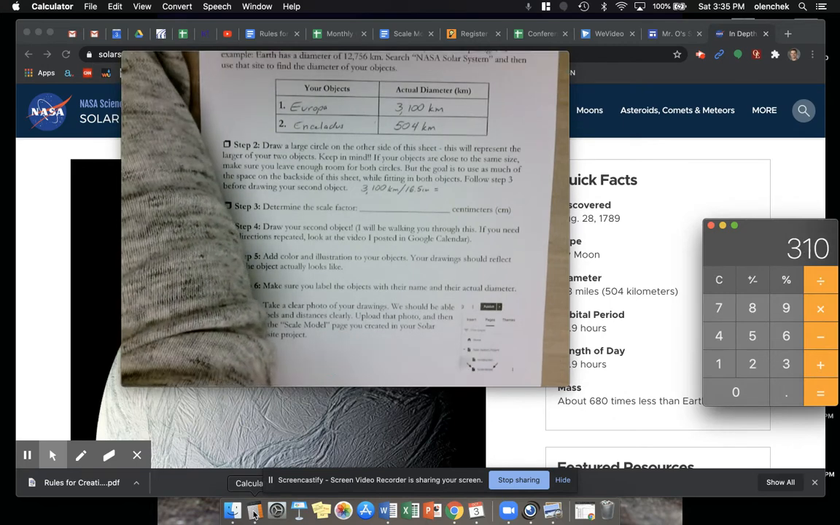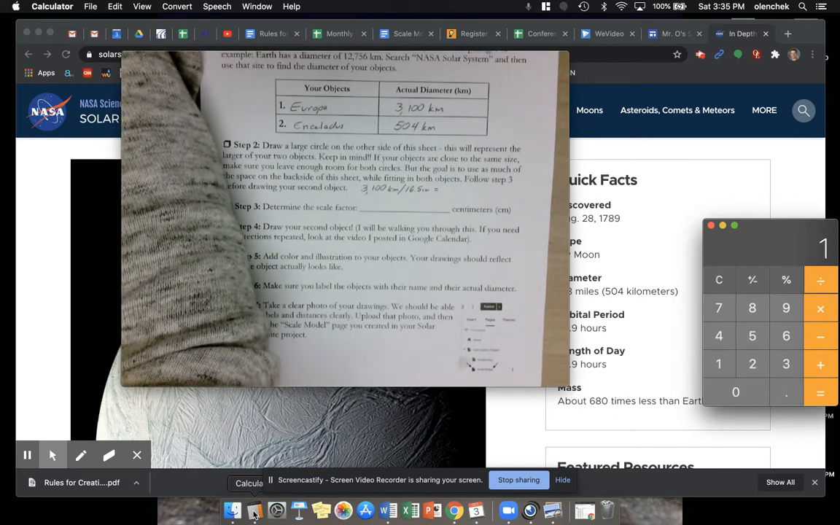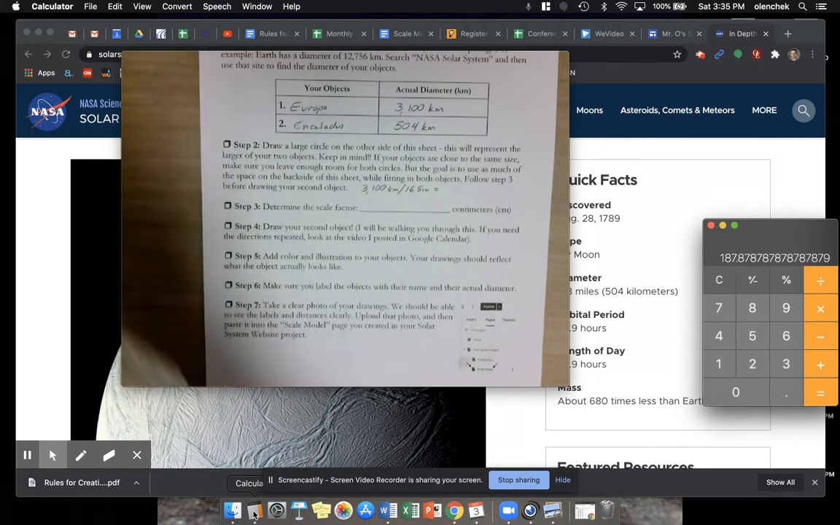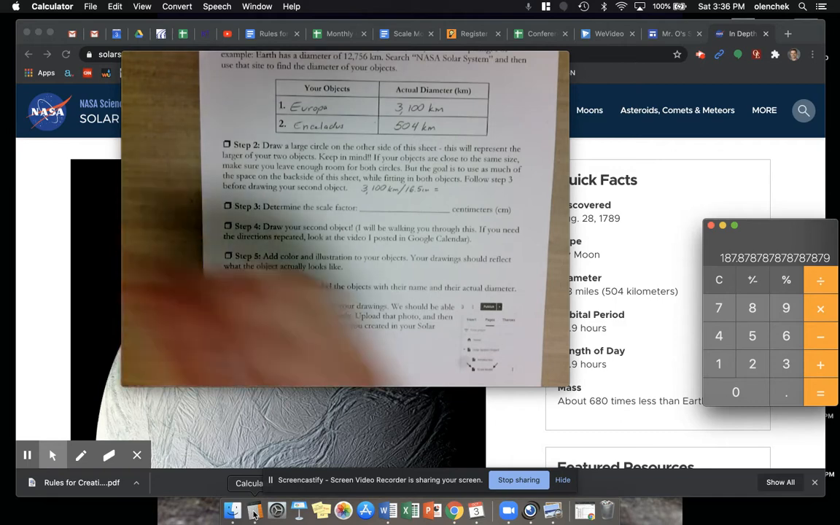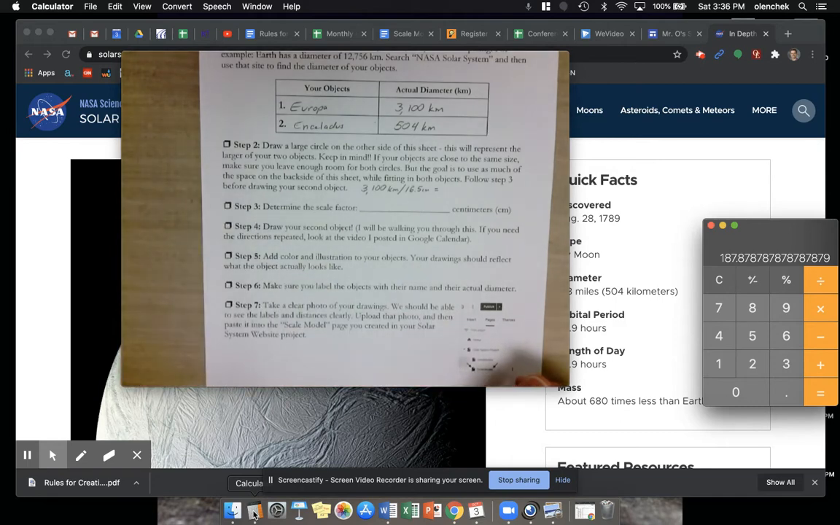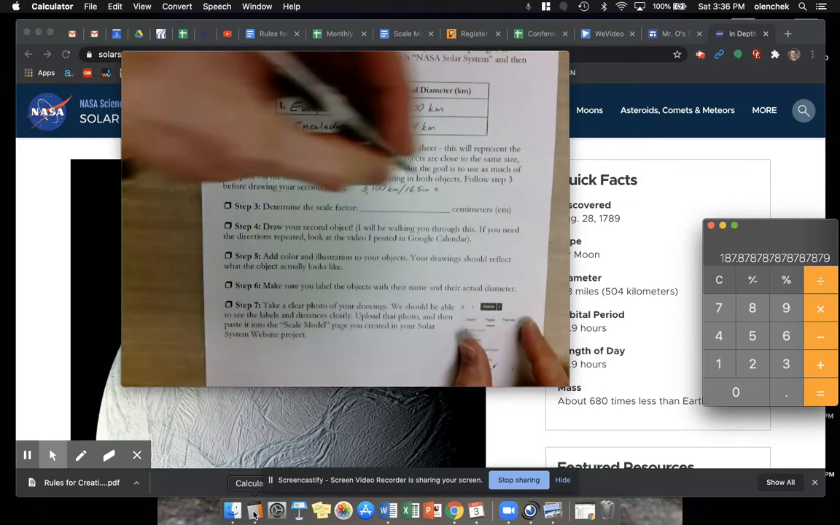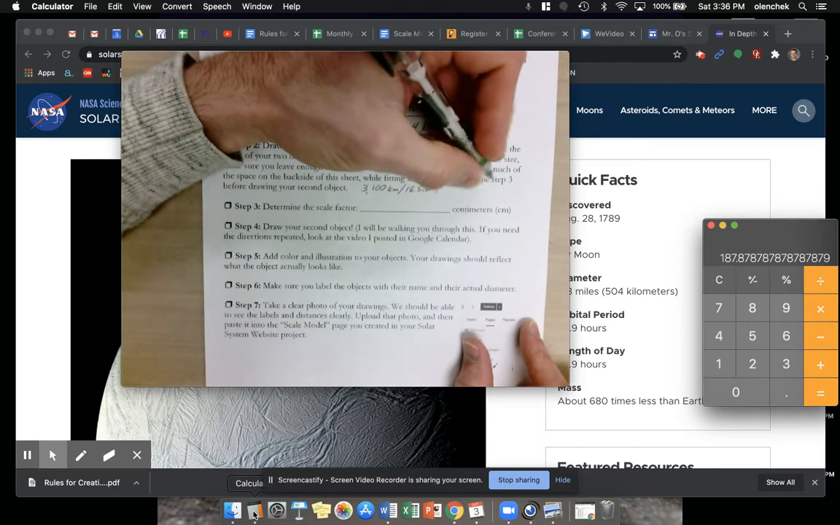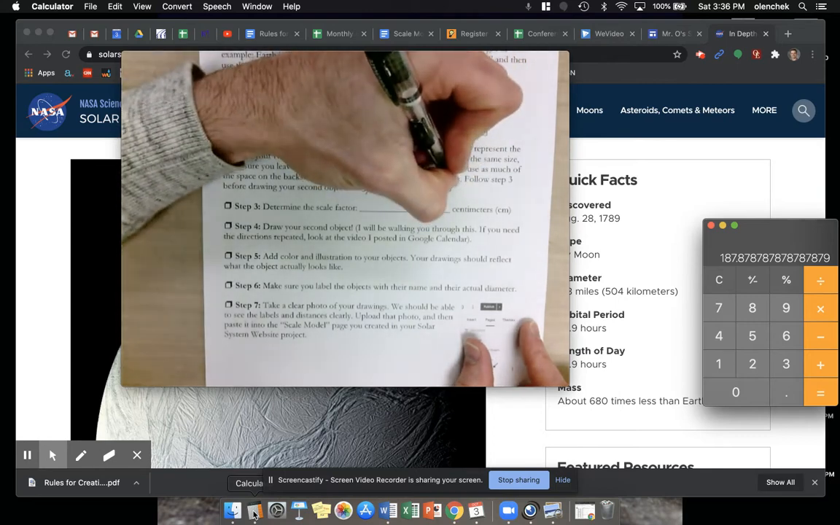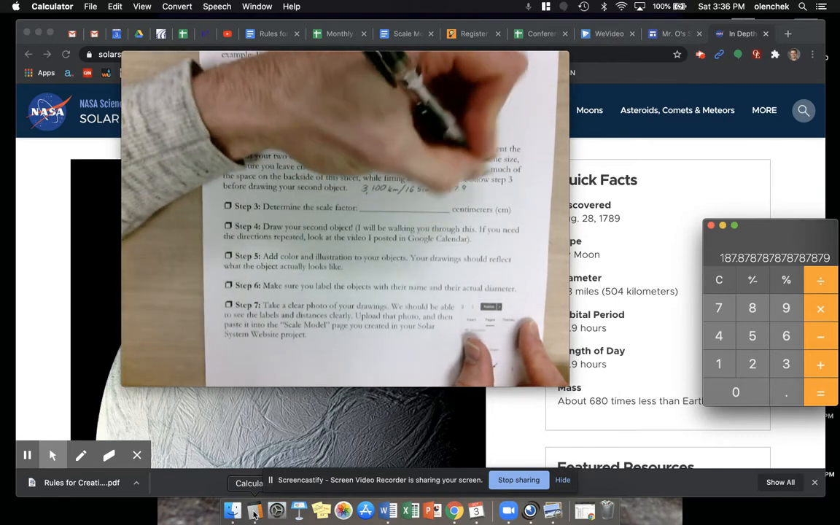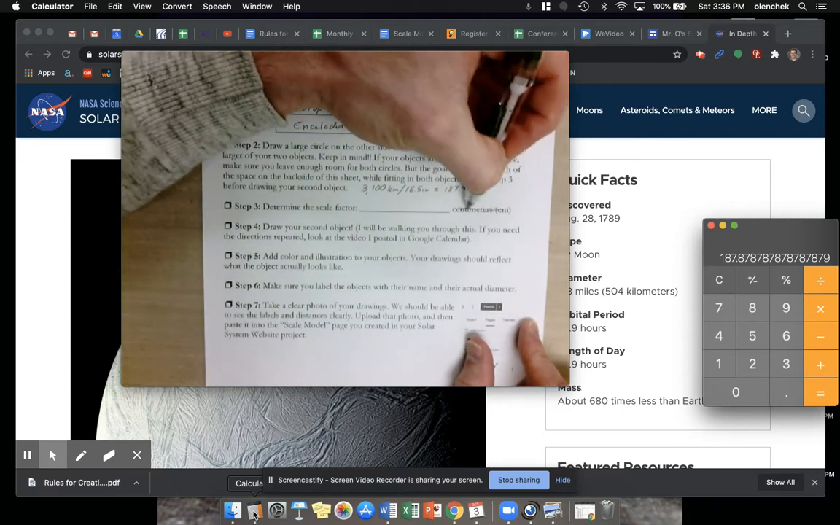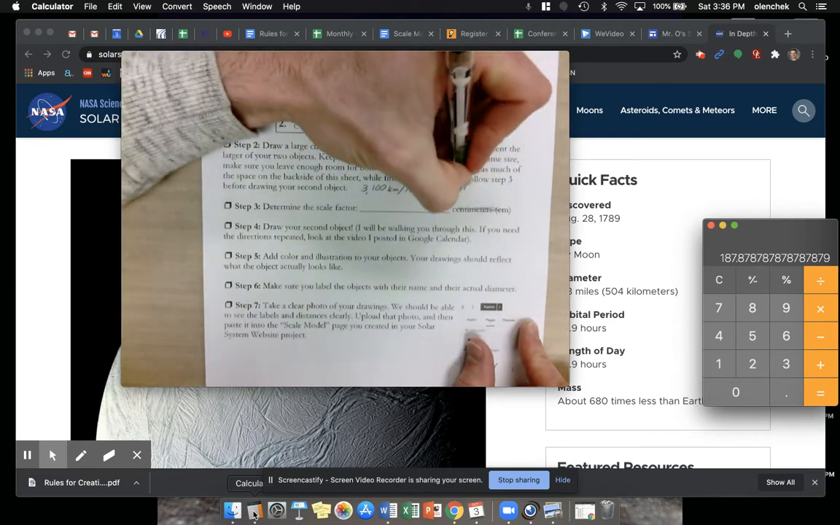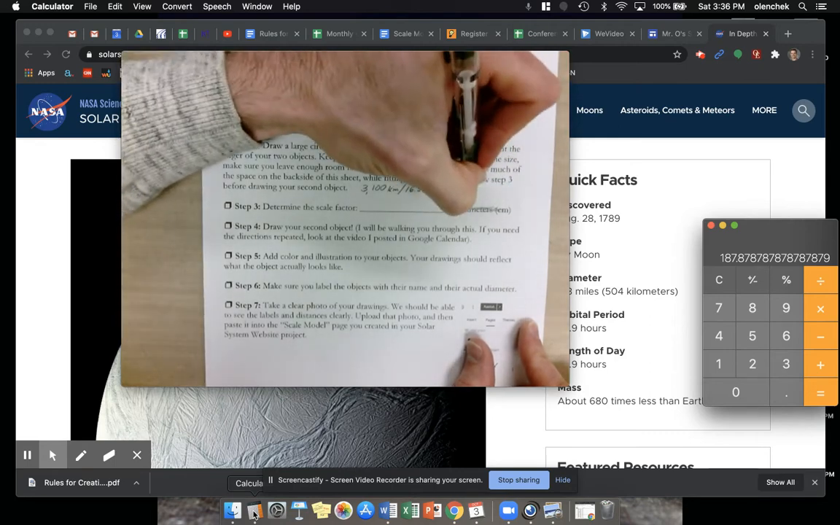So 3,100 divided by 16.5. Okay, I'm going to round that to the nearest tenth. So for every centimeter, we're going to have 187.9 kilometers. This is actually a typo right here. This should be kilometers, so don't worry about this right here. Okay, so this is my scale factor.